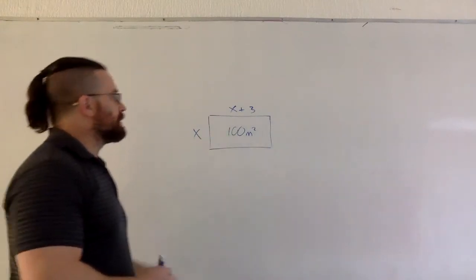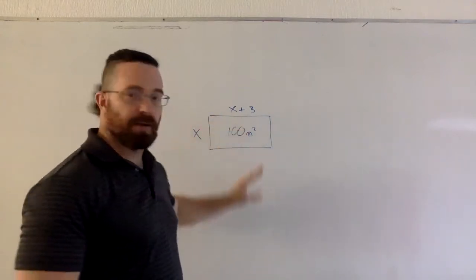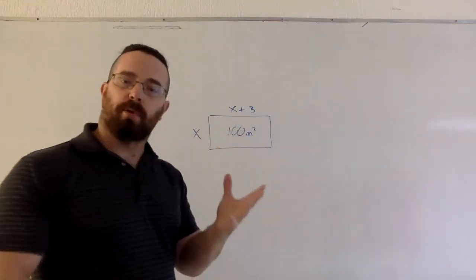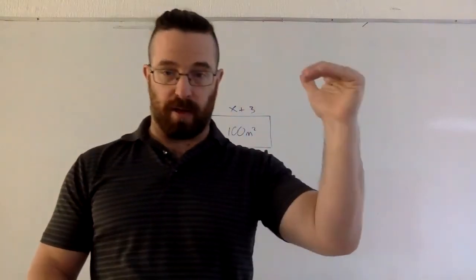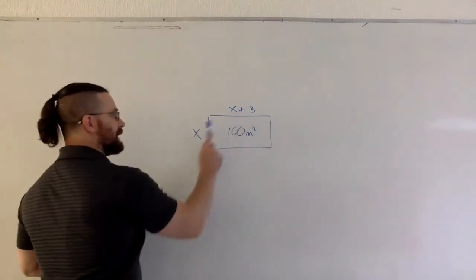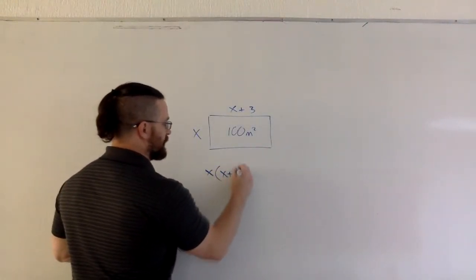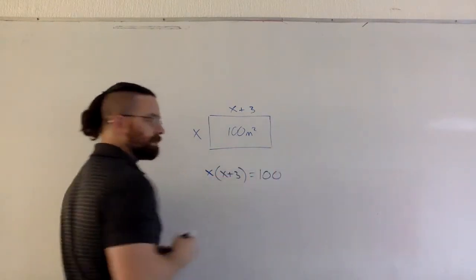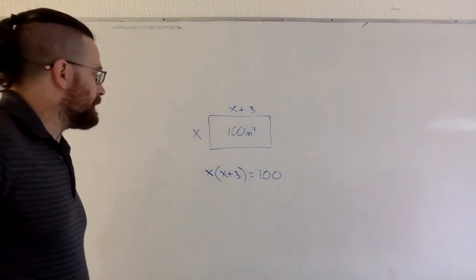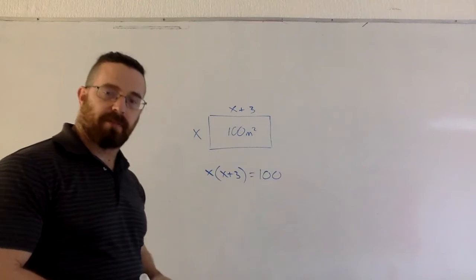All right. Well, let's first take a look at how we can relate all these pieces here in one equation. Remember, when you find the area of a rectangle is length times width. So if I do my length times my width, that's going to be X times X plus 3, and that has to equal my area, 100. All right. Now that I have my equation, well, now we can go about solving it.